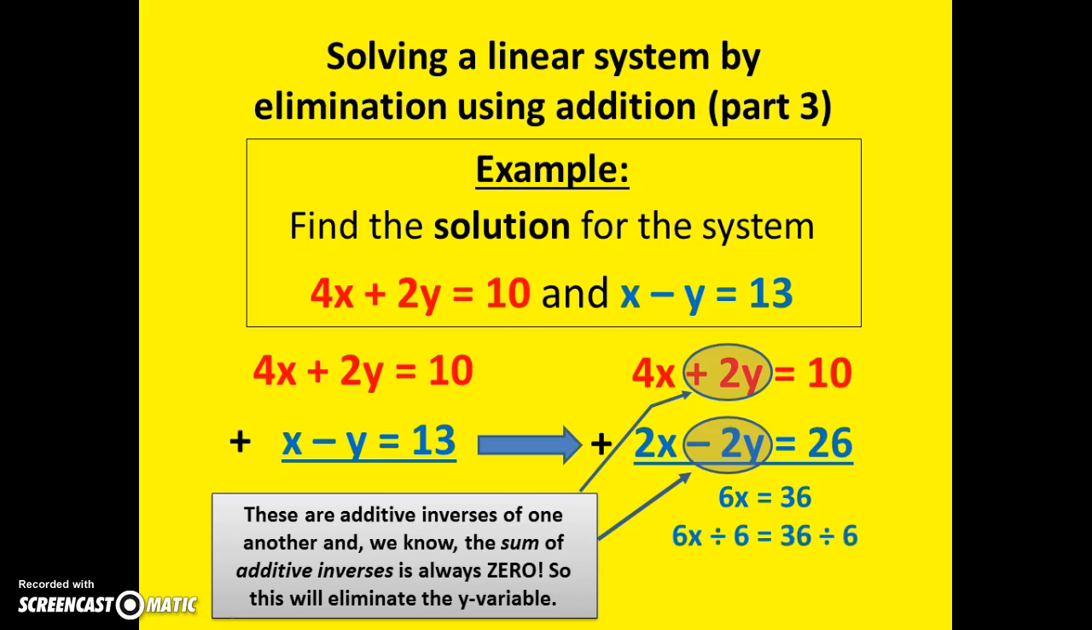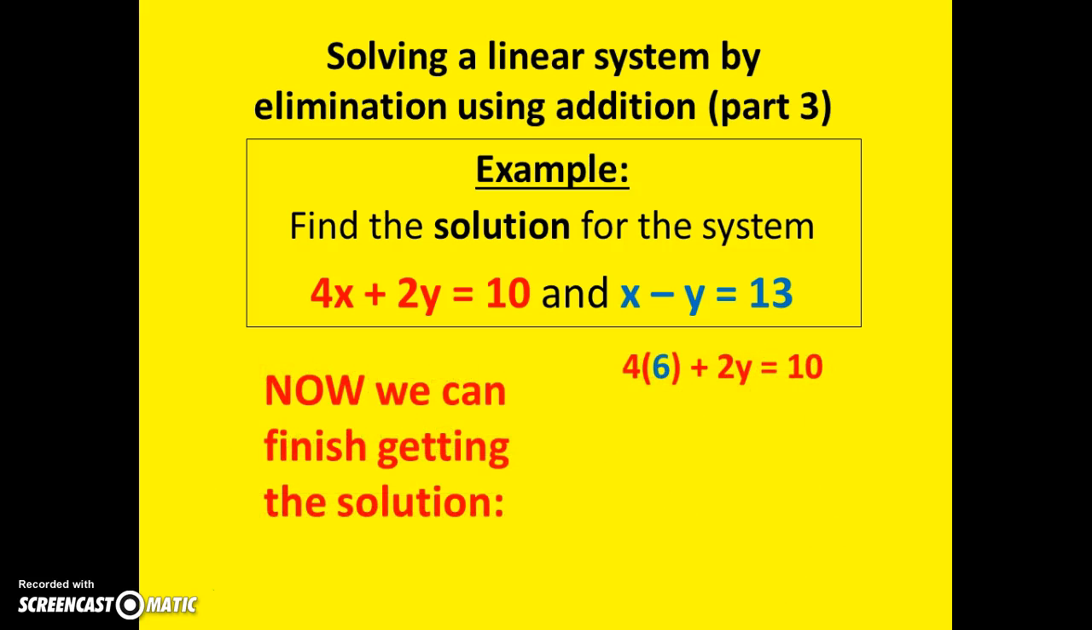So we divide both sides by 6 because we want the coefficient of x to be 1, and we end up with x equals 6. So we have half our answer. Now that we have half our answer, we're on our way. We just finished what we've been doing the last few days, right? So we can substitute in our x in either equation. So I picked the red equation, 4 times 6 plus 2y equals 10, and that gives us 24 plus 2y equals 10, and now we can finish solving for y.